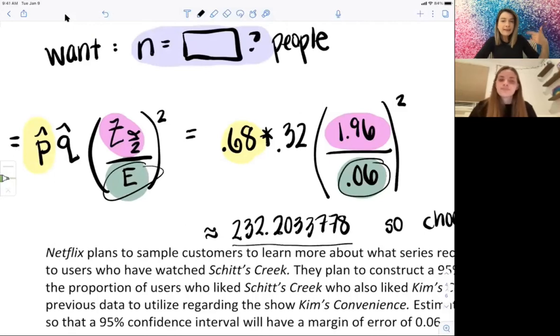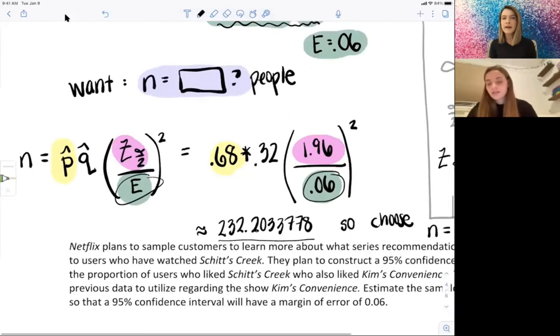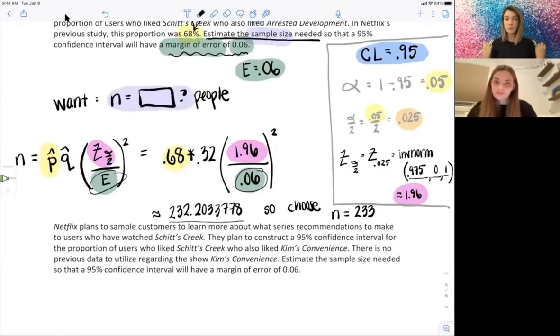So if we round that down to 232, so if n goes down from what we think we should get, then that margin of error is going to go bigger than 0.06. That's going to tweak that margin of error, so we're going to be outside of that error that we want. So long story short, we always choose the next largest integer when we're looking for sample size. Cool. We nailed it. Yay.